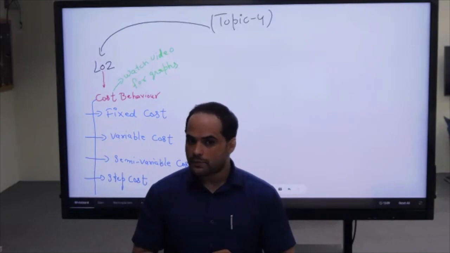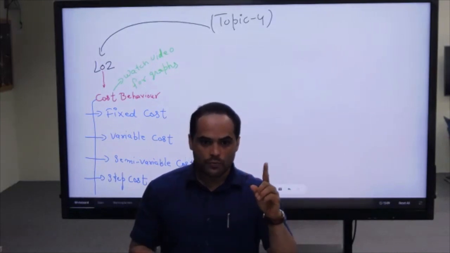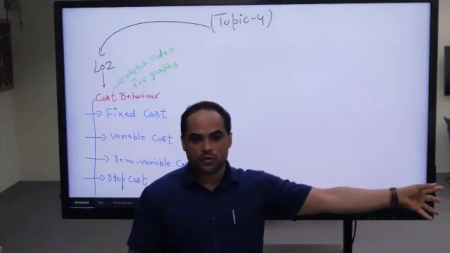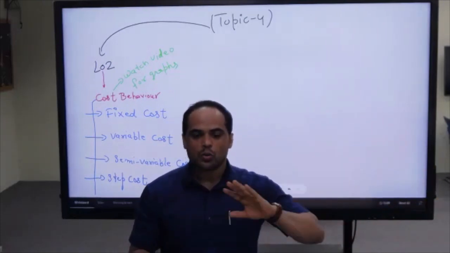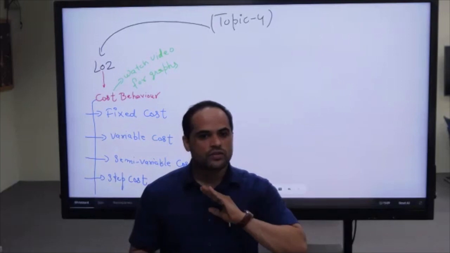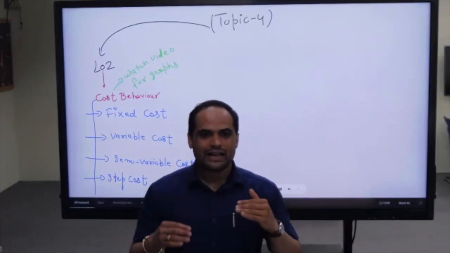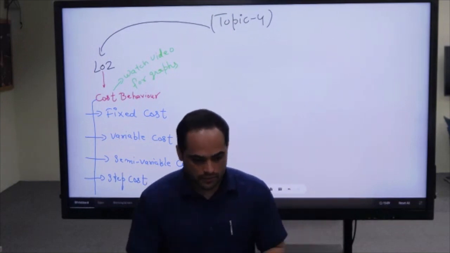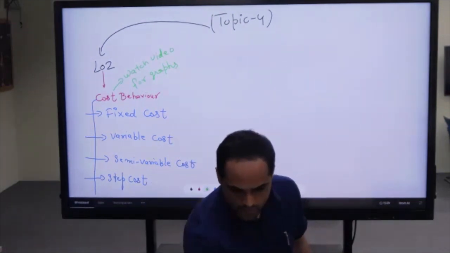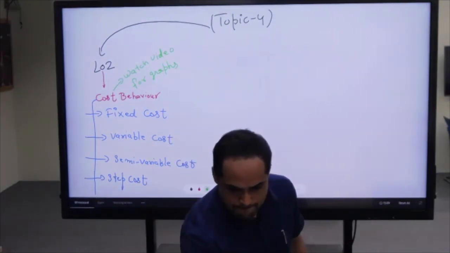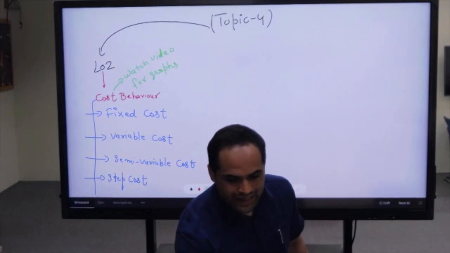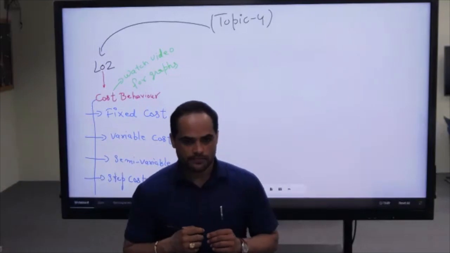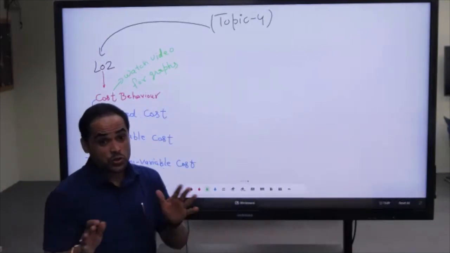I repeat, no matter whether you produce one product, 10 products, 100 products, or 1,000 products, that cost will not change. All right. That's called a fixed cost. Okay. Now, what are the examples of fixed cost? What kind of cost does not change?